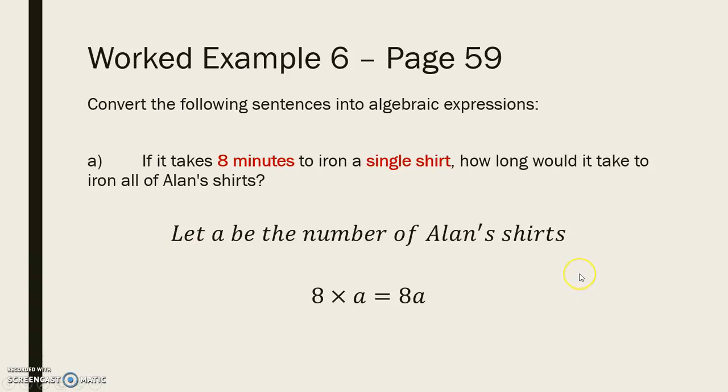So we're going to start with what we don't know, how many shirts we have. So that's our variable. Let A be the number of Alan's shirts. You could have used S or any other letter. And every shirt takes 8 minutes. So logically, 8 multiplied by the number of shirts gives the amount of time it takes. So the answer is 8A.